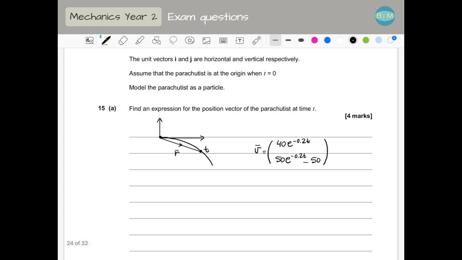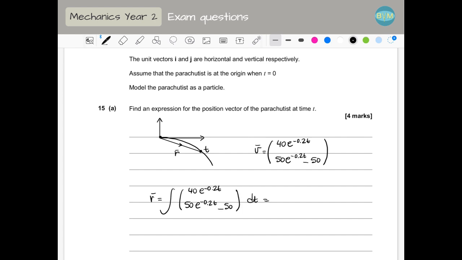Remember, when we have variable acceleration, we have position vector, velocity, and acceleration. We differentiate in this way, we integrate in this way. So if we have the velocity function and we want the position vector, we are going to integrate. To integrate vectors, I just integrate each of the components, so I'm going to integrate each of them.